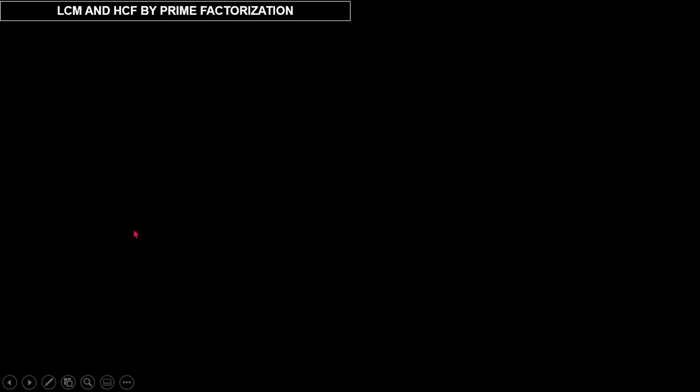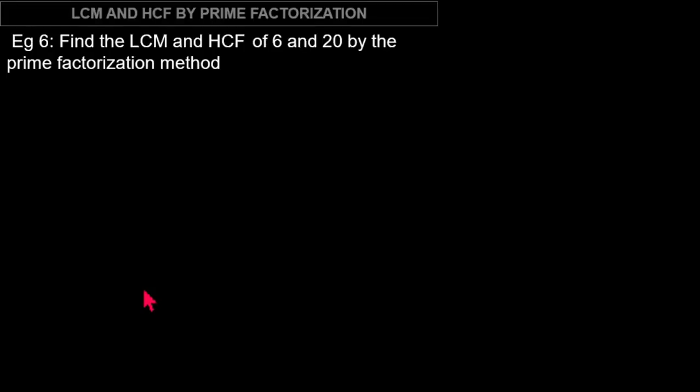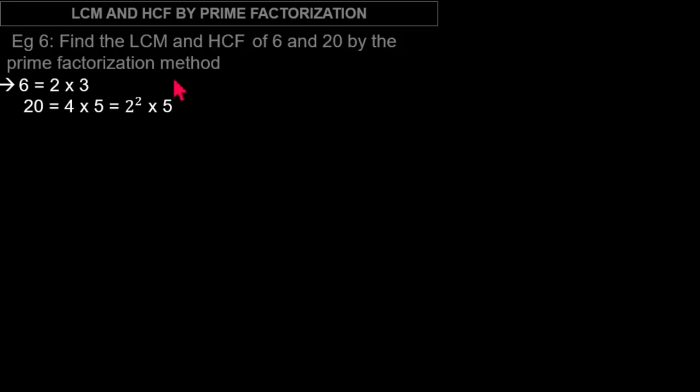Today, we are going to see LCM as well as HCF using this prime factorization. We have done this in our earlier classes, like in 7th standard also. So let us revise it and let us see what is new in this. Okay. So we will understand this with the help of an example. Find the LCM and HCF of 6 and 20 by the prime factorization method.